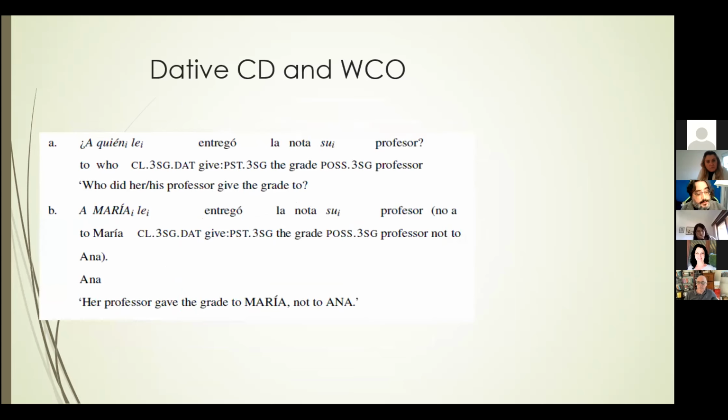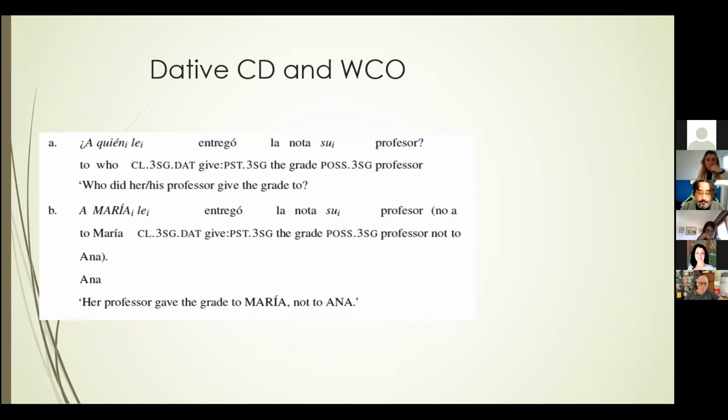This is accusative clitic doubling. When it comes to dative clitic doubling, it's the same, with the advantage that we can also check double H extraction, which is bad with accusative doubling but good with dative. So if you have a clitic extraction, double H extraction with a dative, then you can observe, like in A, "A quién le entregó a su profesor", that we don't have a weak crossover effect.